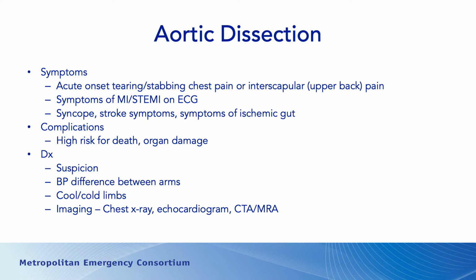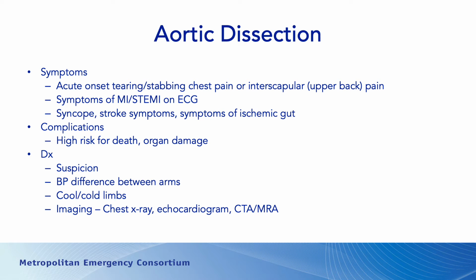So what are the complications of this? The biggest complication of these things is death, because if it's not properly identified and treated, or even if it is, if the dissection is bad enough, the patient may have conditions that cannot be fixed. So if the patient has an acute STEMI because of this, they may have a cardiac death. If the patient has a dissection that's bad enough to cause a stroke, they could die from the stroke. Or if the dissection involves the kidneys' blood supply, or the blood supply to the abdominal organs, the patient could die from that.